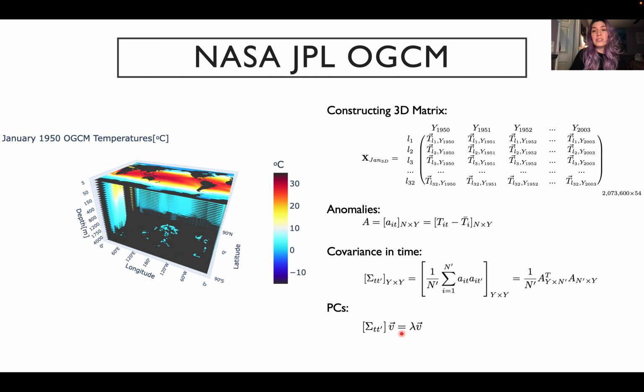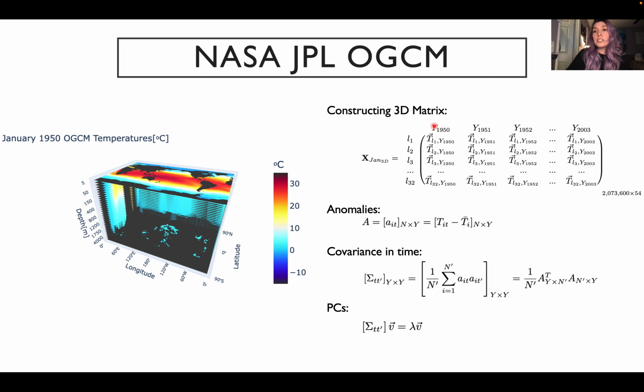So what is the Ocean General Circulation Model, or OGCM? It's climate data that's going to tell us ocean temperatures from 5 meters all the way down to 5,500 meters, split up into 32 layers. And that goes from the years 1950 all the way to 2003. So I'm going to first explain some of the mathematics behind this, and then I'm going to get into what it all means and why it's important.